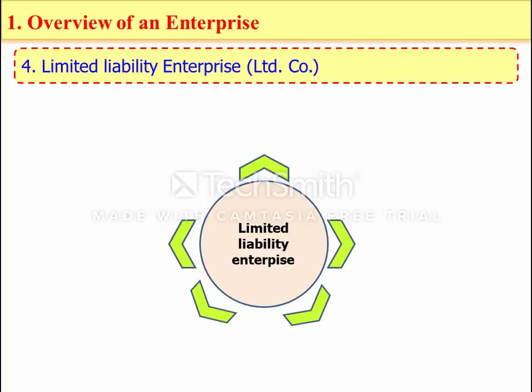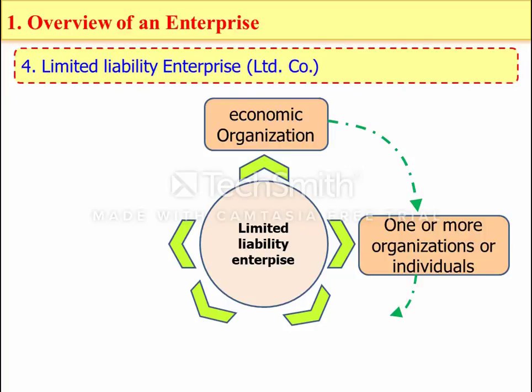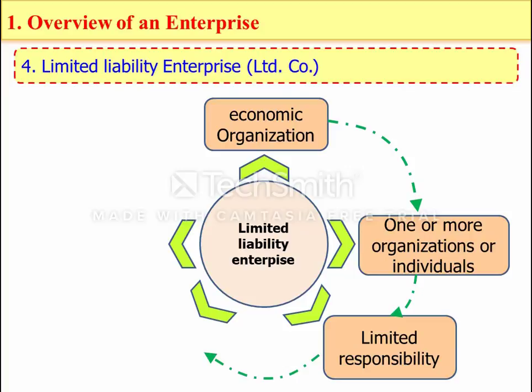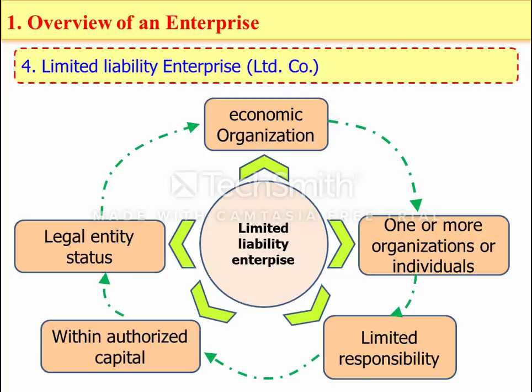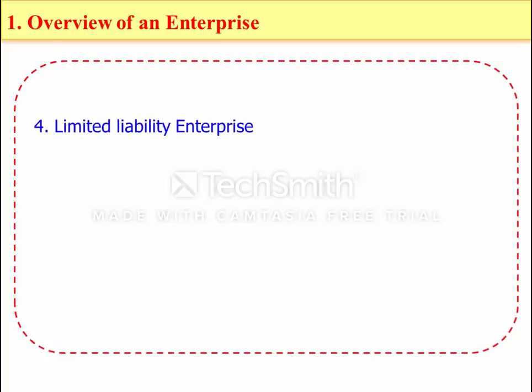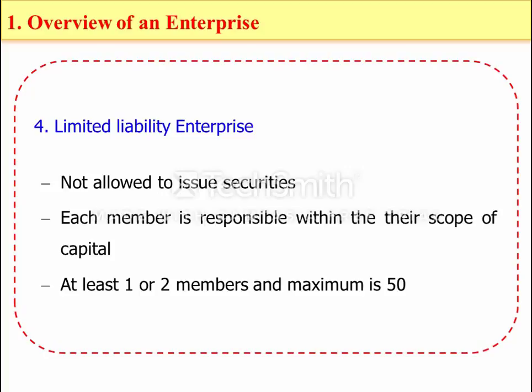4. Limited liability enterprise is an economic organization which has one or more organizations or individuals and has limited responsibility, working within the enterprise capital, with legal entity status. A limited liability enterprise is not allowed to issue security and its members are responsible within the scope of the capital. It must have at least 1 or 2 members and the maximum is 50.